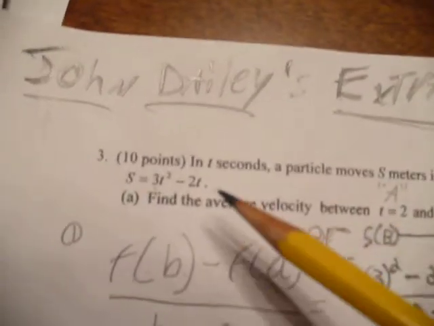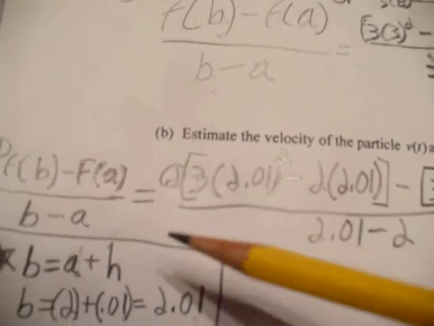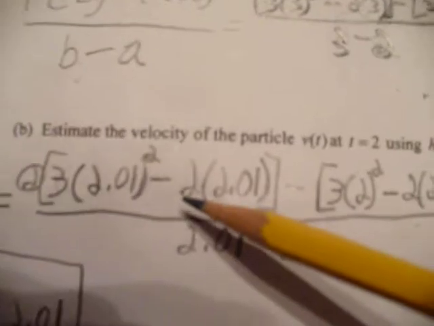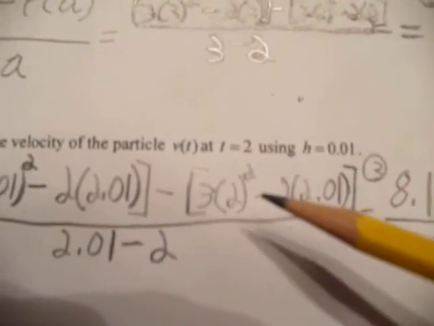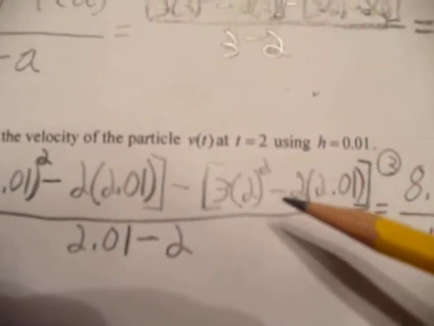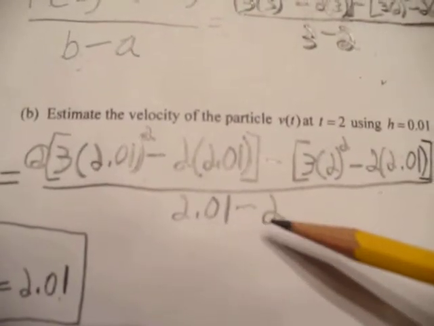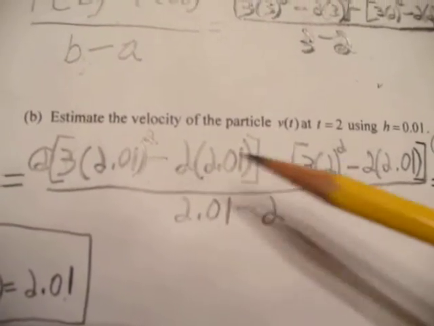So you take the original equation found here and plug B into it, which gives you 3 times 2.01 squared minus 2 times 2.01, minus what would be SA, which is 3 times 2 squared minus 2 times 2, over 2.01 minus 2. Remember, this is B and this is A.